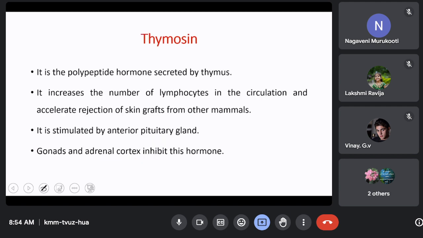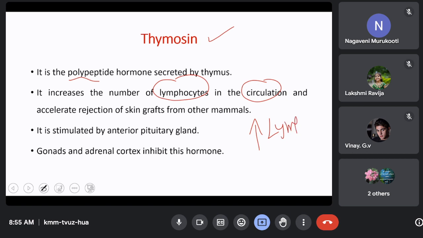And coming to the endocrine activity of this gland, it produces a hormone called thymosin. This hormone is a polypeptide hormone. So what is the function of this hormone? It increases the number of lymphocytes in the circulation. The first function is to increase the number of lymphocytes.